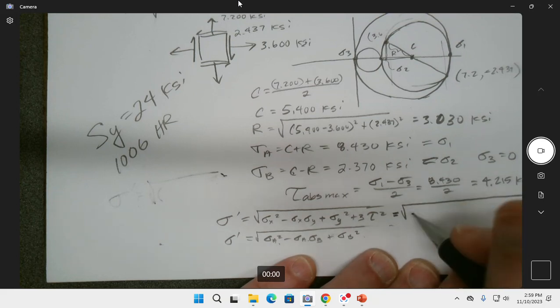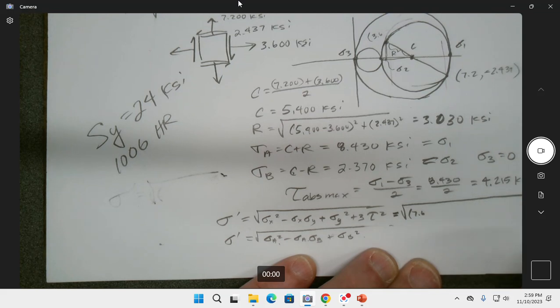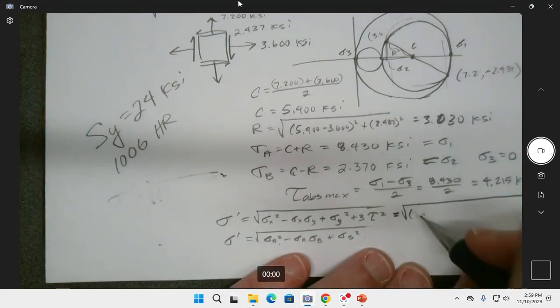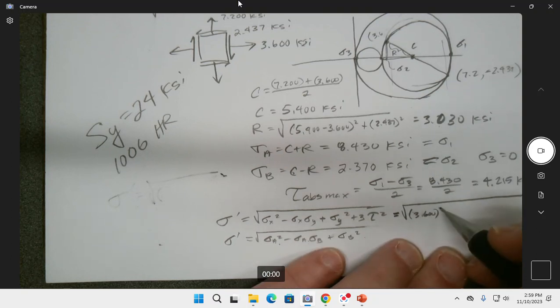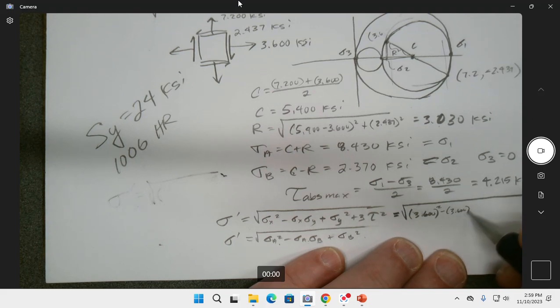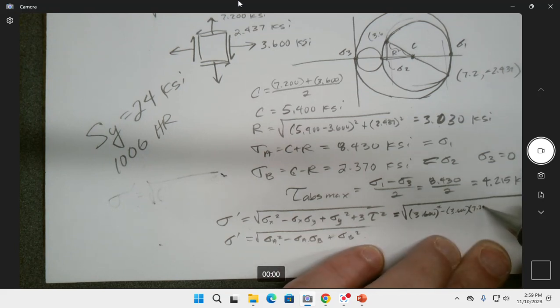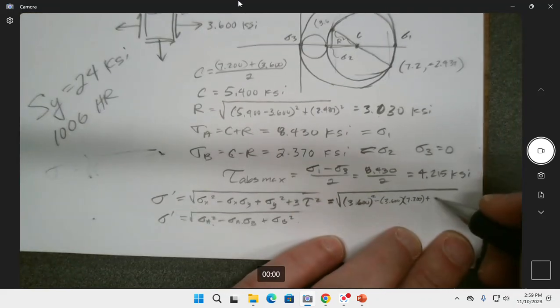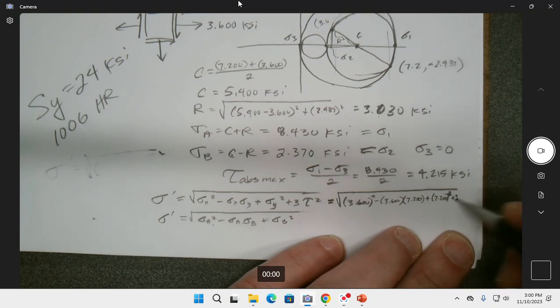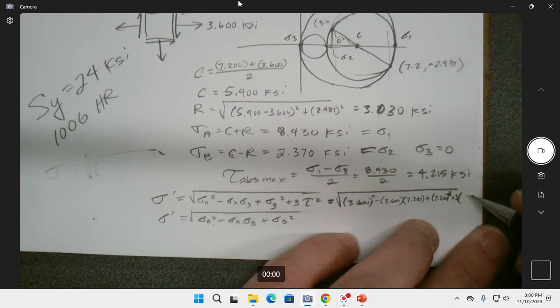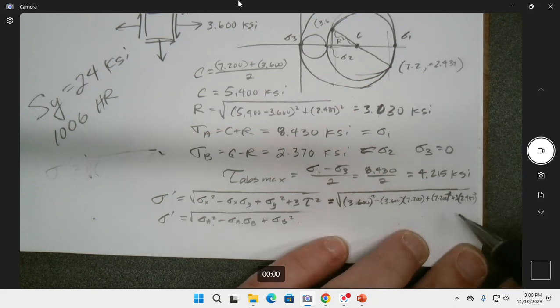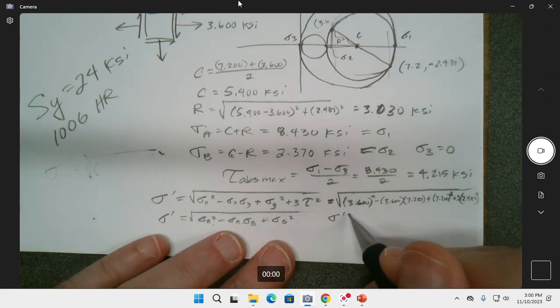I'll squeeze it in there. The way I wrote it was the x one first: 7.2 squared minus 3.6 times 7.2. This is micro writing, sorry. Then plus 3.6 squared, plus 3 times 2.437 squared. See, there's a 3 right there. Can you see there's a little 3 right there? This is terrible. I'm sorry. I'm a terrible role model. Don't be like me.